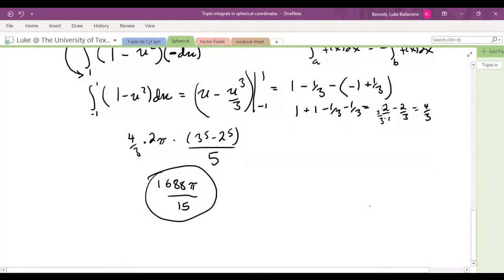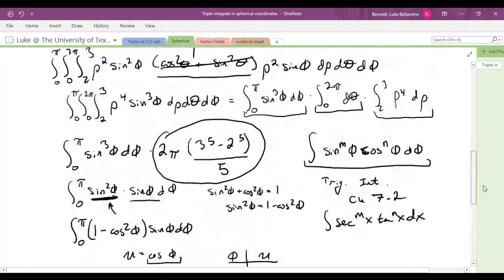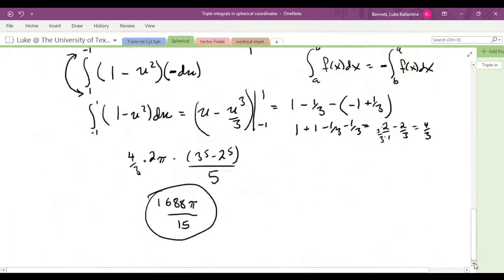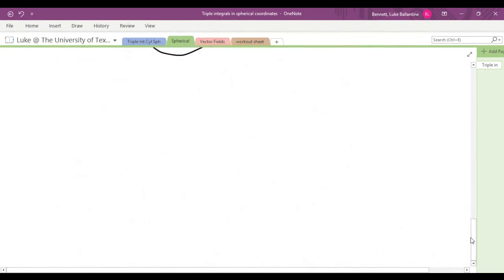Now this number is so big because, one, we had an integrand. It's not just volume. We're integrating a positive density function over this big region. The volume between these two spheres is quite large.